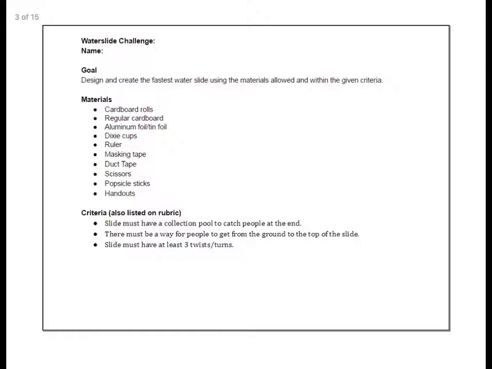The criteria, so these are like the requirements, would be that the slide must have a collection pool to catch people at the end. So there has to be some sort of pool or setup that catches people at the end of your water slide. There must also be a way for people to get from the ground to the top of the slide. So you can't just magically get to the top. There has to be a way that that happens. And the slide must have at least 3 twists and turns.